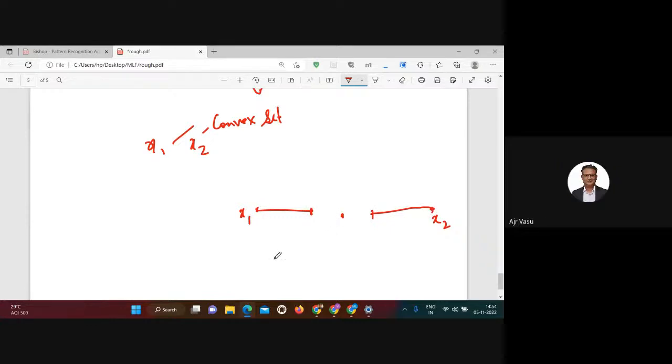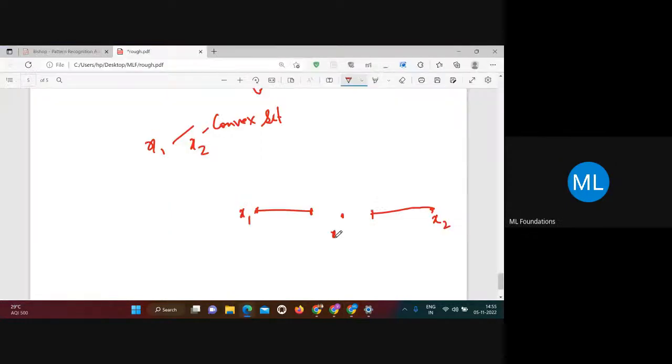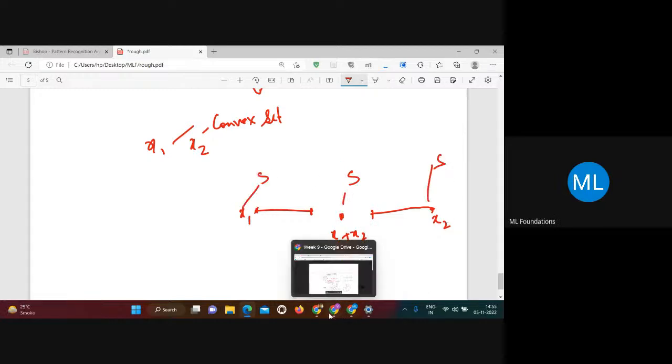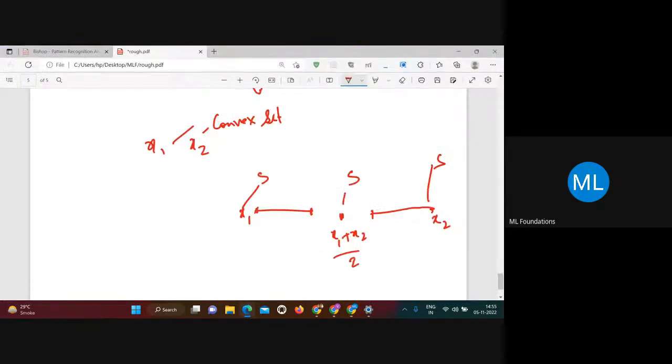x1 and x2 necessarily have to be a straight line. Okay, x1 and x2 belong to some set S. So x3 is some point, and that x3 is here. X3 is this one, and this also belongs to (x1 plus x2) by 2. This also belongs to S. So this belongs to S, this belongs to S, this belongs to S. Does that mean that S is a subset?